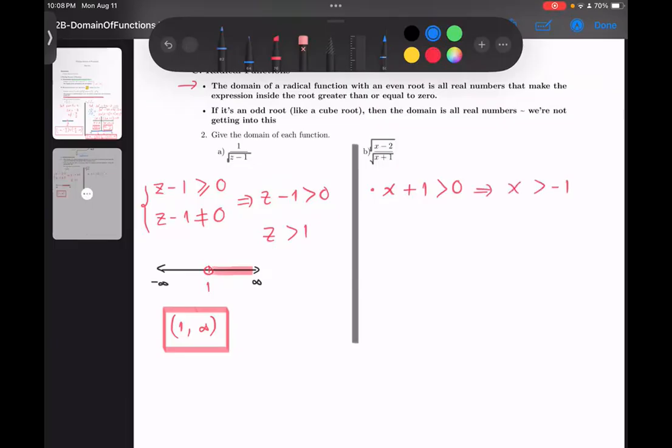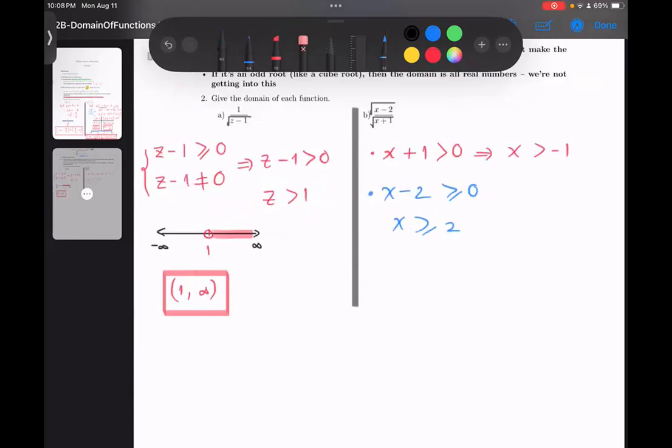And then for the numerator, I have x minus 2 greater than or equal to 0. It doesn't have to be not equal to 0 because it's in the numerator. You can have 0 in the numerator, and that's fine. So x is greater than or equal to 2. I'm sorry, 2, not 0.